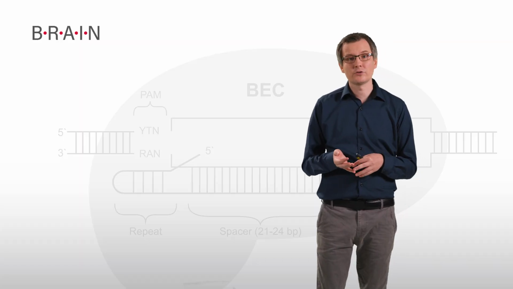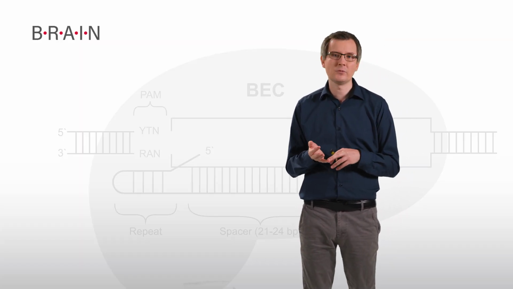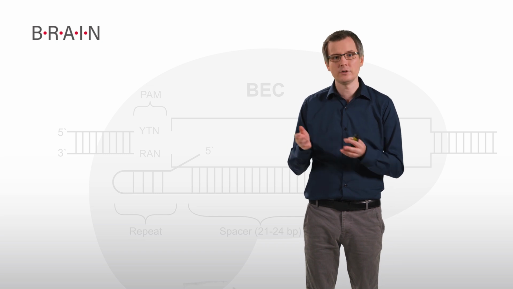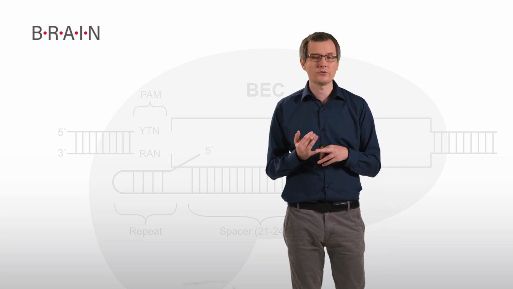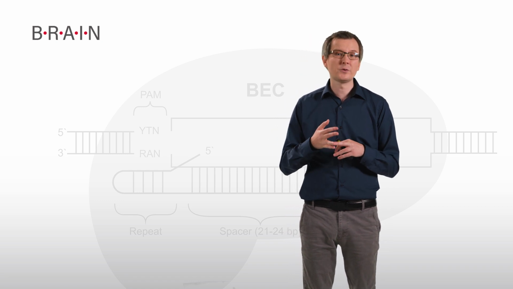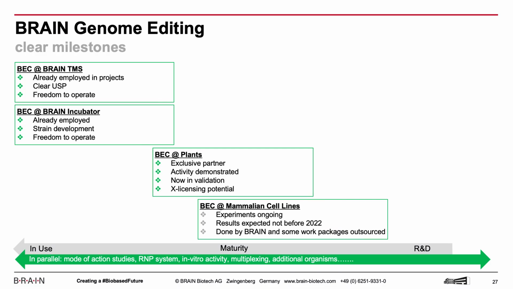Big advantage of our technology is that we have the big USP of freedom to operate. So we are allowed to use this technology in comparison to all the other CRISPR-Cas genome editing tools on the market. We're also using it in our incubator pipelines, so in our internal projects, for example, in strain development projects, where also, of course, the freedom to operate helps us a lot to use this technology. Then we're working together with our exclusive partner in plant cells, where we already were able to show that the BEC protein is active in plant cells. And currently, we are evaluating the genome editing activity and efficiency in those plant cells.